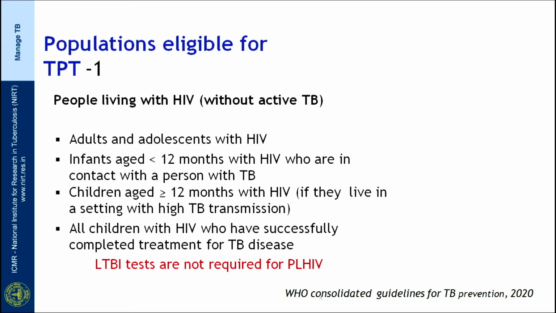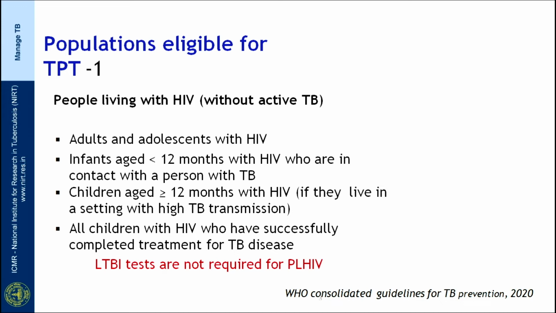Regarding populations eligible for TPT, there are certain high risk groups which I said earlier are targeted for the provision of TPT, and we will discuss those populations now. First population subgroup is people living with HIV after ruling out active TB. So, all adults and adolescents with HIV are eligible to receive TPT. Infants aged less than 12 months with HIV who are in contact with a person with tuberculosis are eligible.